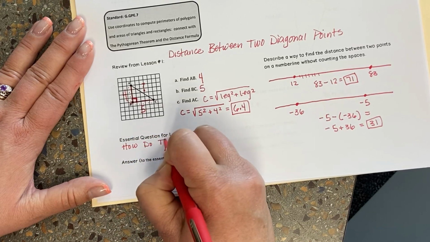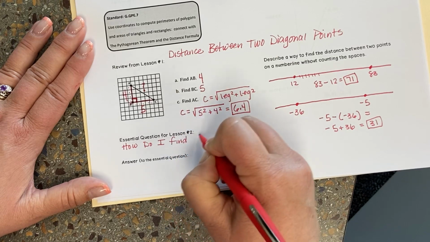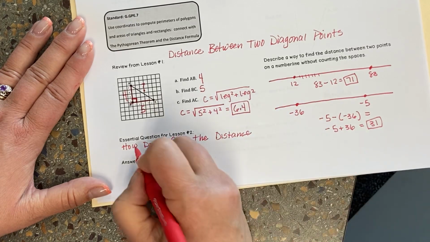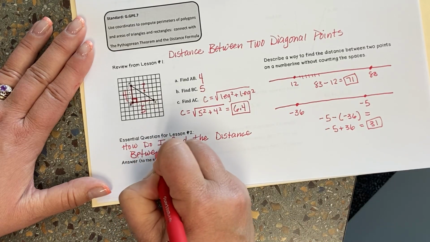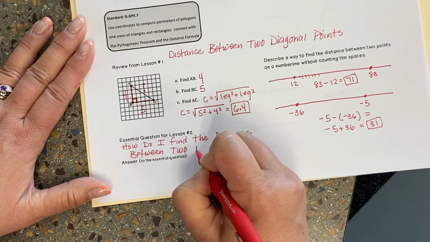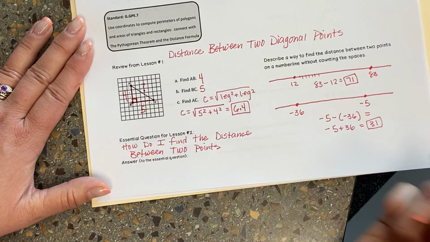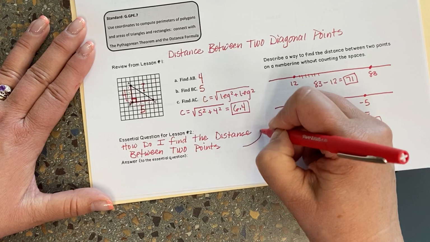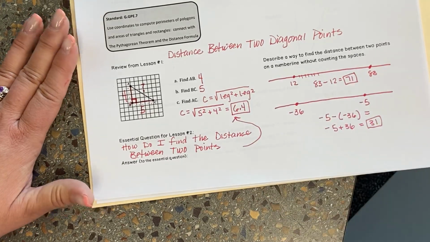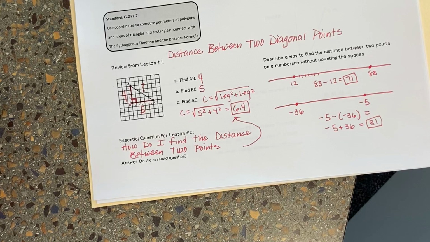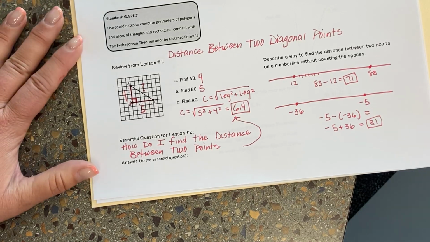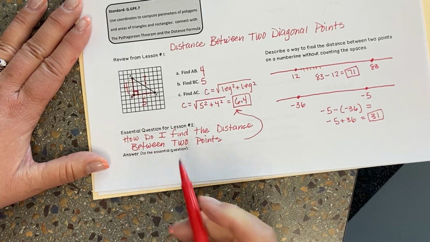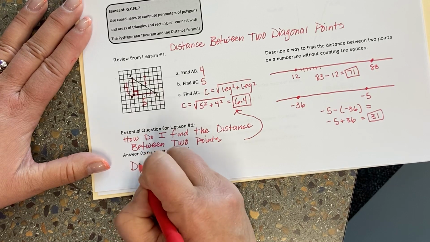How do I find the distance between 2 points? That's exactly what we did in lesson 1. We found the distance between 2 points, and we used the Pythagorean theorem. That's how we did it in lesson 1. But in lesson 2, we're going to elevate it just a bit, and we're actually calling it the distance formula. So to answer our essential question, we're going to use the distance formula.